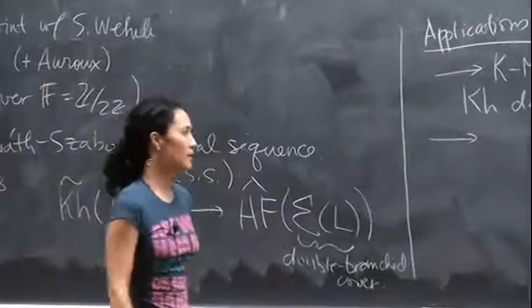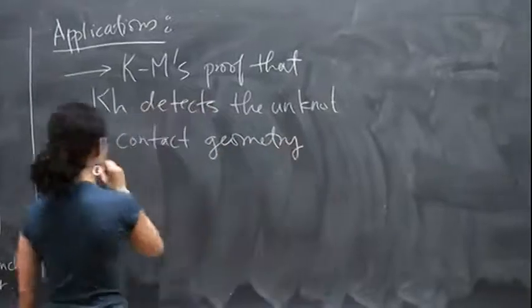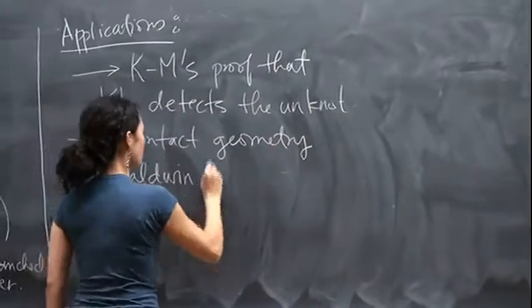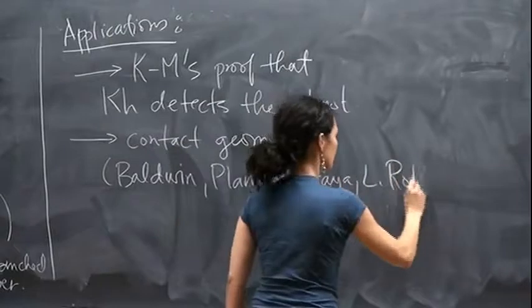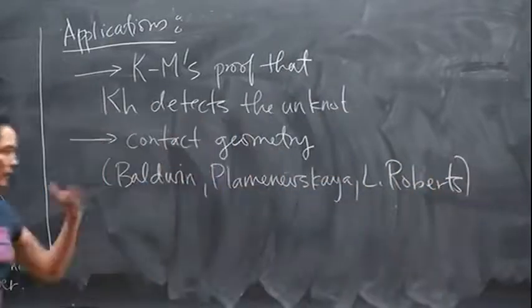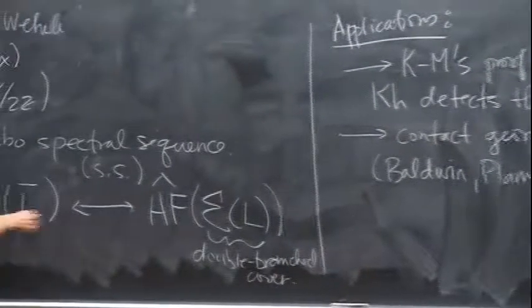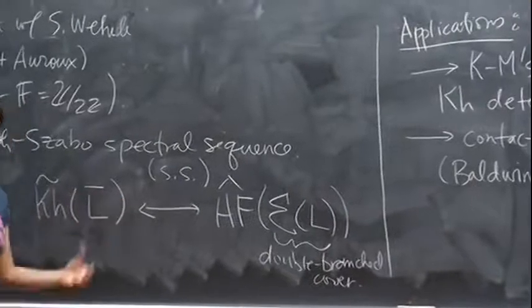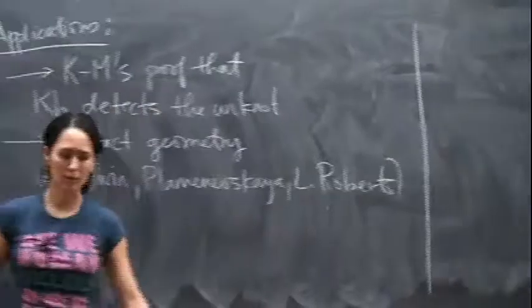There have also been some nice applications to contact geometry. And I won't say explicitly what they are, but I'll just write down some names. Baldwin, Plamenevskaya, and I should also really write down Lawrence Roberts here. So, I mean, all of these applications are really coming from the sort of general philosophy that on the Heegaard-Floer side, you can detect a lot more things about topology. But the Khovanov side is sort of easier to work with. So somehow the spectral sequence works like a wormhole. You sort of pull some information across. And that's really kind of the moral reason why you're able to get some applications from the spectral sequence.